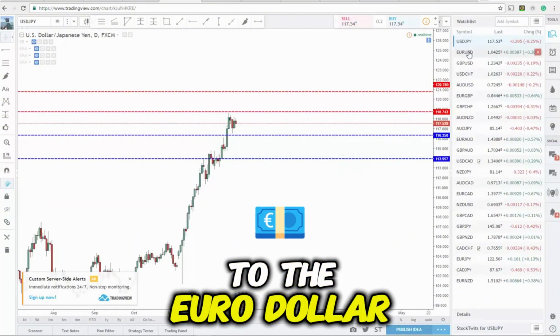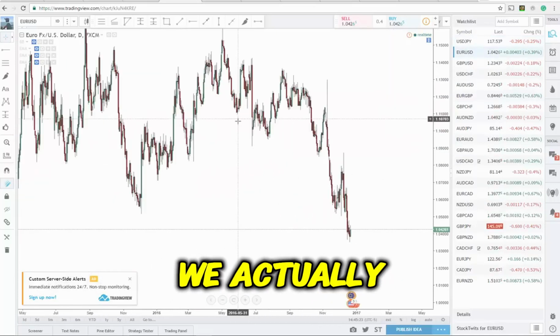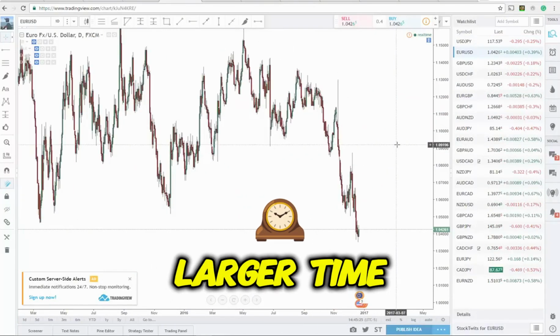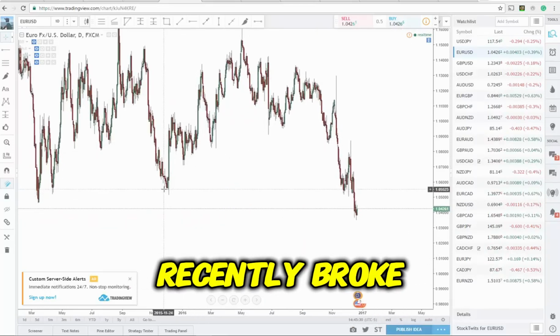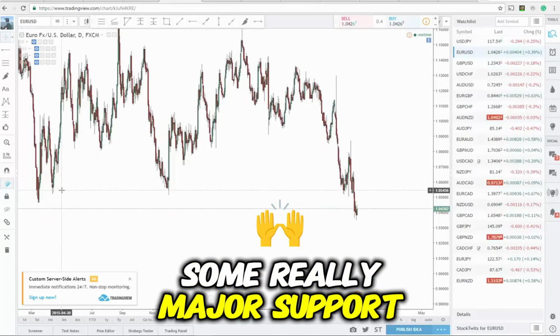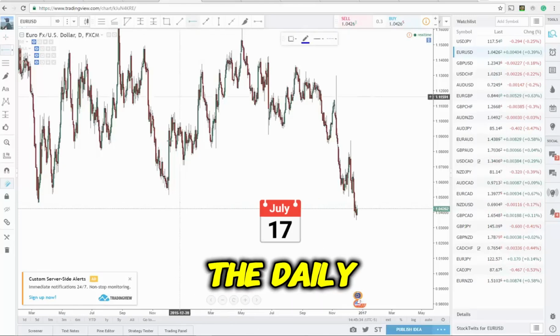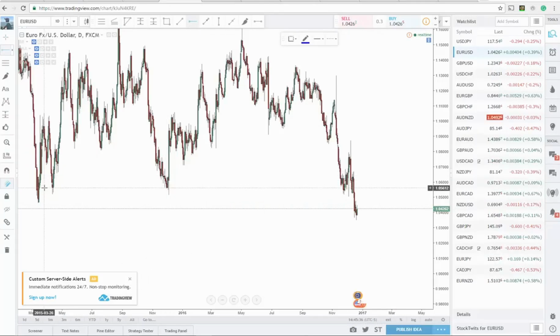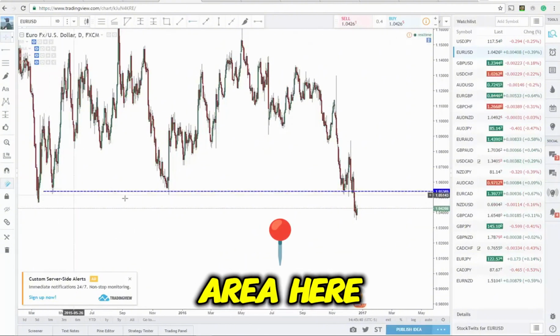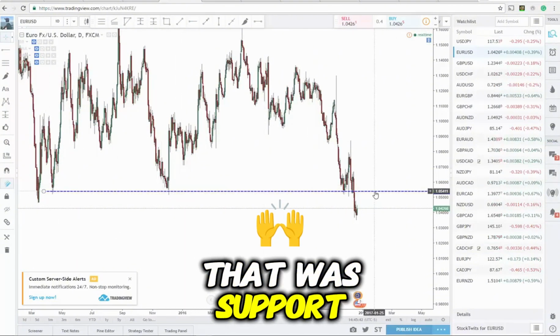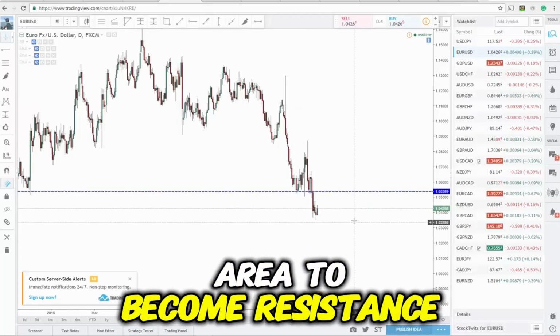Let's move on to the euro dollar now. Here on the euro dollar, we actually have to go out to a larger time frame to find support levels because this market has recently broke through some really major support levels. But looking here on the daily chart for resistance levels first, we can see that we get a nice area here that was support. We can expect this area to become resistance.